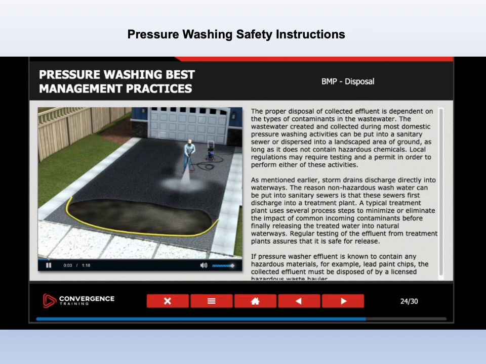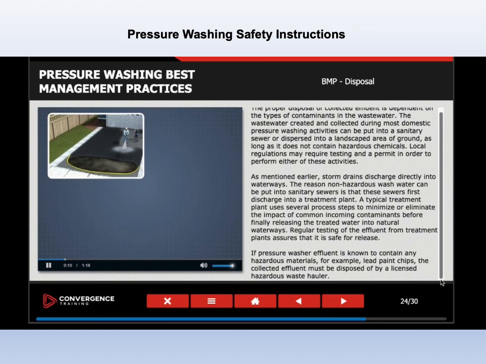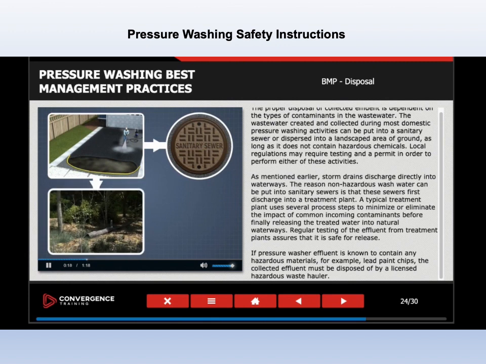The proper disposal of collected effluent is dependent on the types of contaminants in the wastewater. The wastewater created and collected during most domestic pressure washing activities can be put into a sanitary sewer or dispersed into a landscaped area of ground, as long as it does not contain hazardous chemicals. Local regulations may require testing and a permit in order to perform either of these activities.